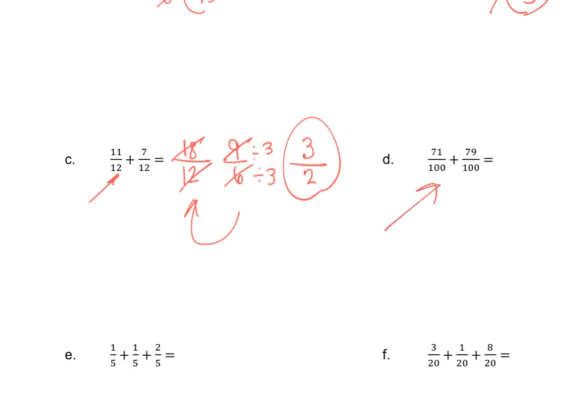All right, in letter D, I have the hundreds on the bottom, which are common. So I add the tops to get 150 over 100. Now, anytime I have a numerator and a denominator that both end in 0, I can actually cross them out. So now I have 15 over 10. Those are both divisible by 5. So I get 3 and 2. Now, I can leave it as an improper fraction.